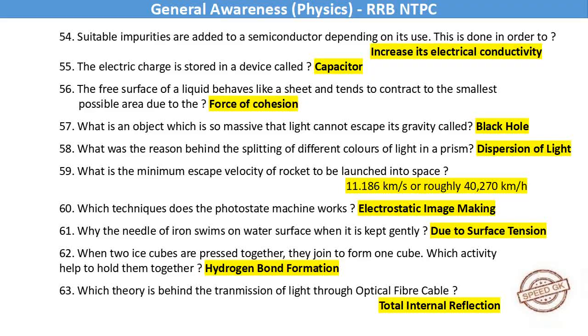Electrostatic image making. Why does a needle of iron float on water surface when it is kept gently? Due to surface tension. When two ice cubes are pressed together, they join to form one cube. Which activity helped to hold them together? Hydrogen bond formation. Which theory is behind the transmission of light through optical fiber cable? Total internal reflection.